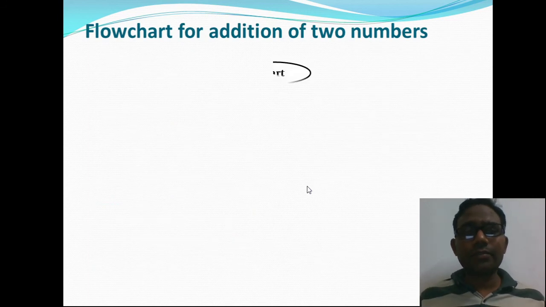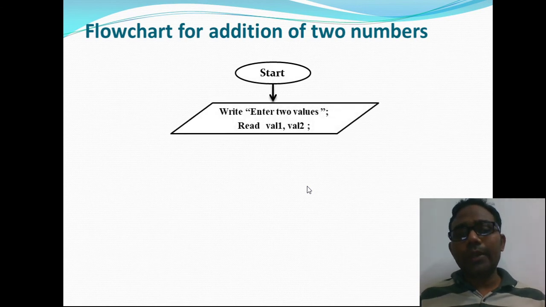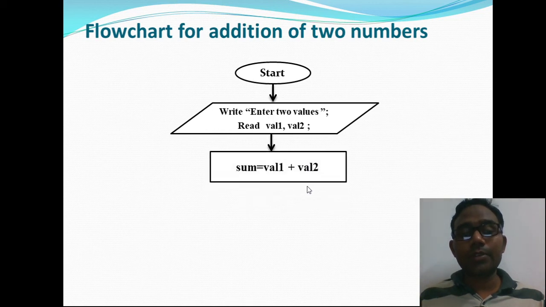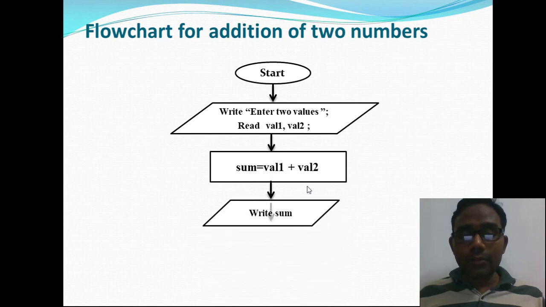Then let us see the flowchart. Just now we have seen the algorithm. First of all, you are going to have a start. Then you'll be having enter two values, read value one comma value two. Then you're going to process the instruction, that is sum is equal to value one plus value two. Then you will be having a write sum. Then you're going to stop the flowchart.